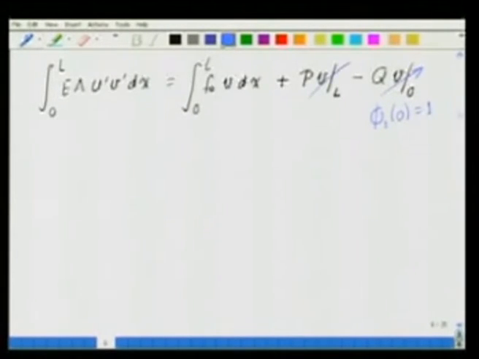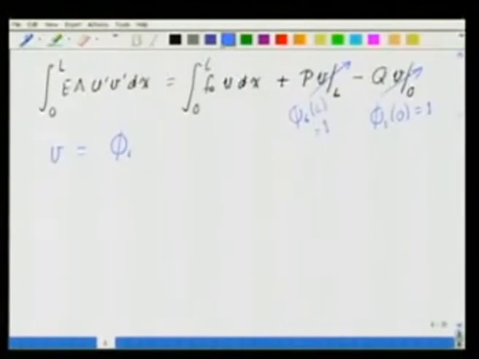At x equal to L, which of the phis is non-zero? This is phi 6 at L, which is equal to 1. So from this, what do we see? If I look at the equations and put V equal to phi i, then P has to contribute to the load vector term corresponding to phi 6, and Q has to contribute to the load vector corresponding to phi 1.